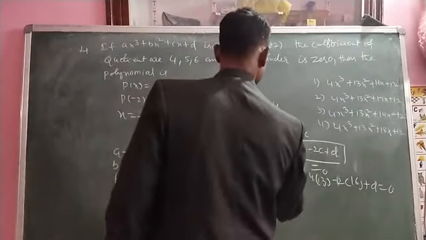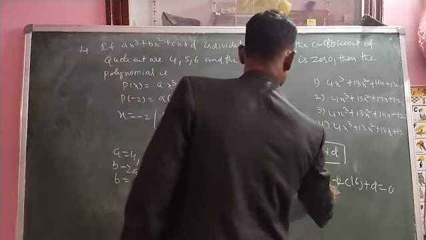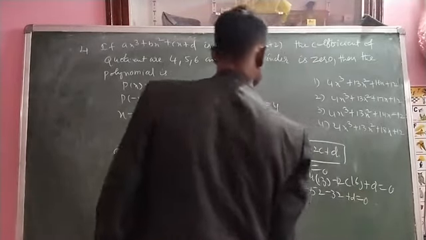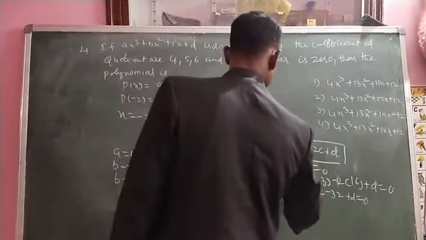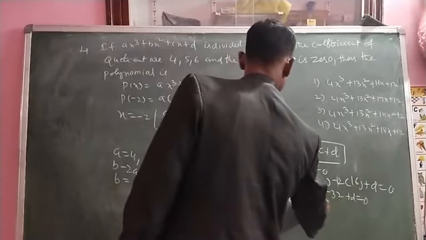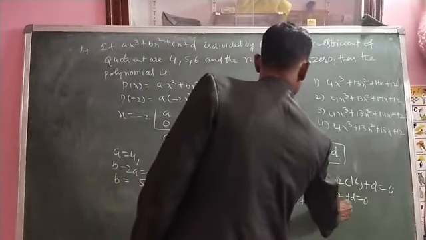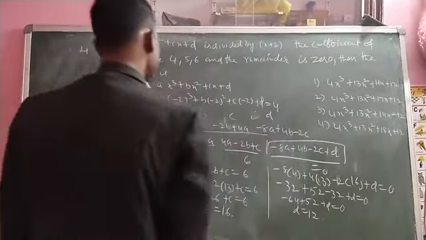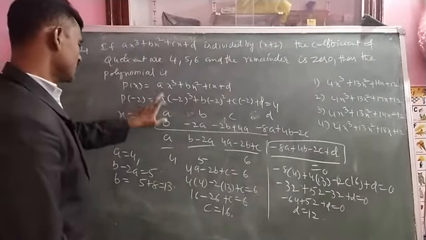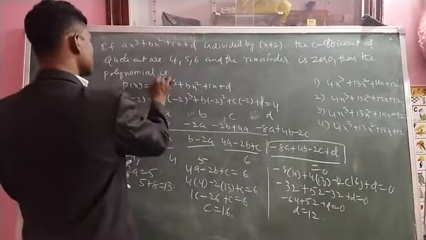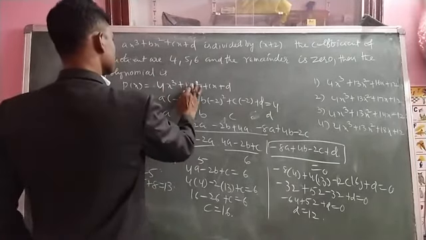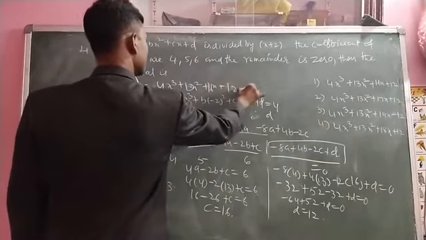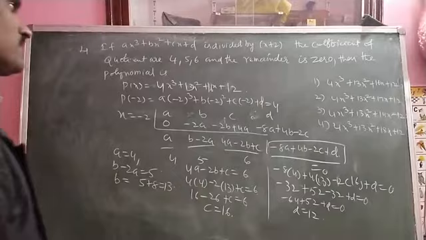Now 8 fours are minus 32, 13 into 4 is 52, 16 into 2 is 32, plus d is equal to 0. Okay, minus 32 minus 32 is minus 64, plus 52, plus d is equal to 0. Then this is minus 12, so d is equal to plus 12. This a, b, c, d you have to substitute in this polynomial. Then a is 4, b is equal to 13, c is equal to 16, and d is equal to 12. Now you can check in the options, first option. Note down.